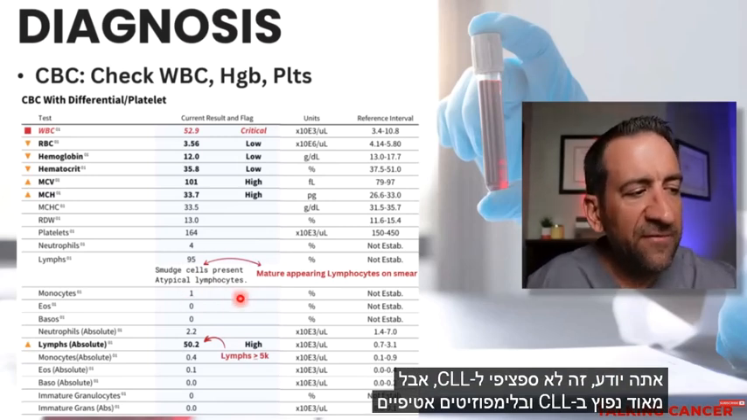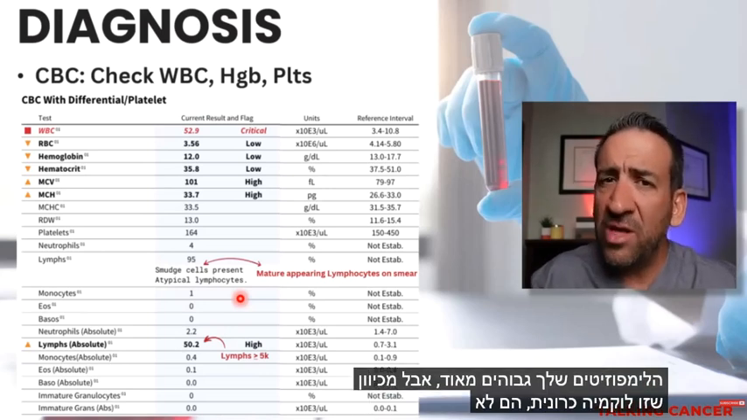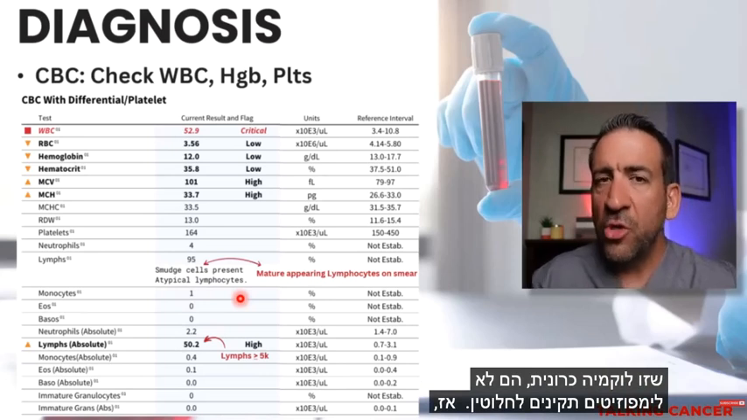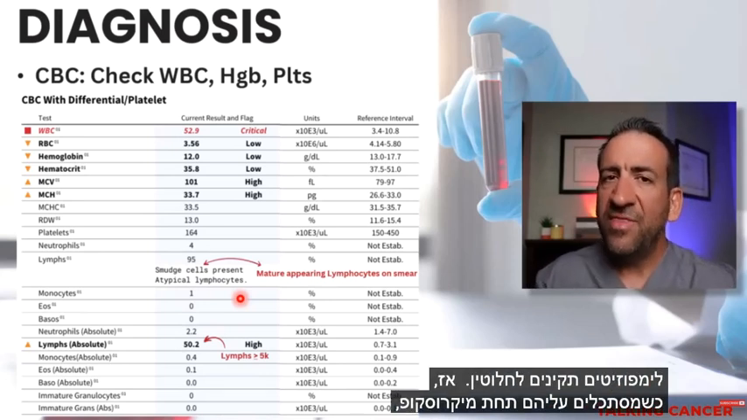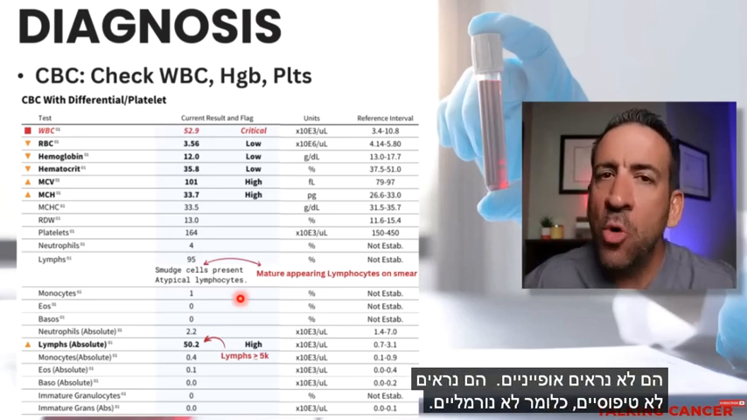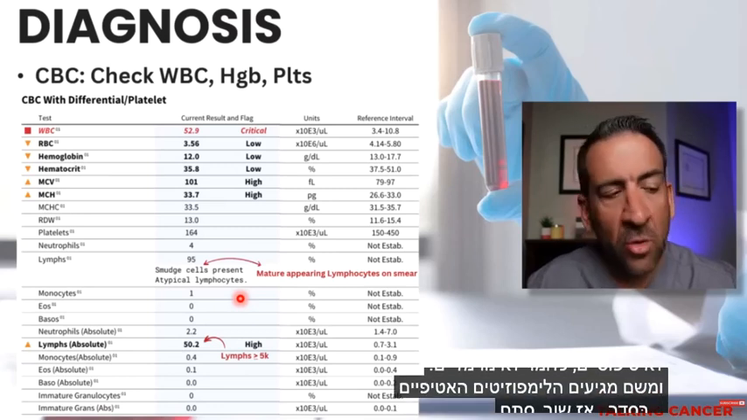And atypical lymphocytes, because again, your lymphocytes are very high, but since this is a chronic leukemia, they're not perfectly normal lymphocytes. So when you look at them under a microscope, they don't look typical. They look atypical, meaning abnormal. And that's where the atypical lymphocytes comes from, okay?